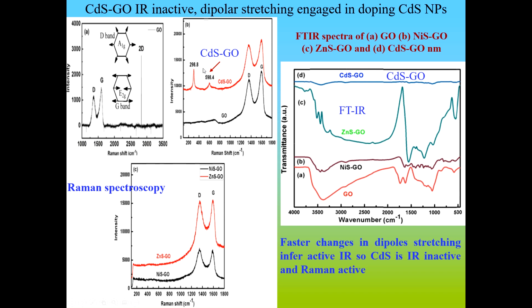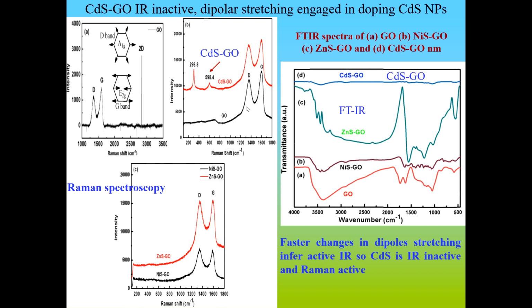Same thing, and it was Raman active. See, this is the D and G band. Why? Because the structure was captured, the functional group was captured by this CdS. So stretching stopped, and there is polarizability, because Raman spectroscopy works on higher polarizability. If the structure is stable, then you can say polarizability. If the structure is already stretching, then there is no polarizability.